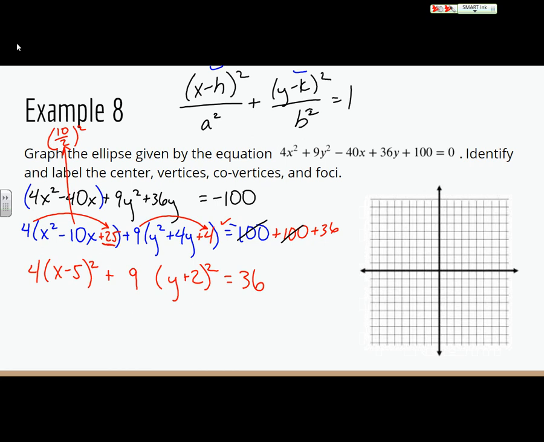Now this looks very similar to example 6 that we worked together. Remember, I want to have a 1 on this right side. So if I go through and divide everything by 36.